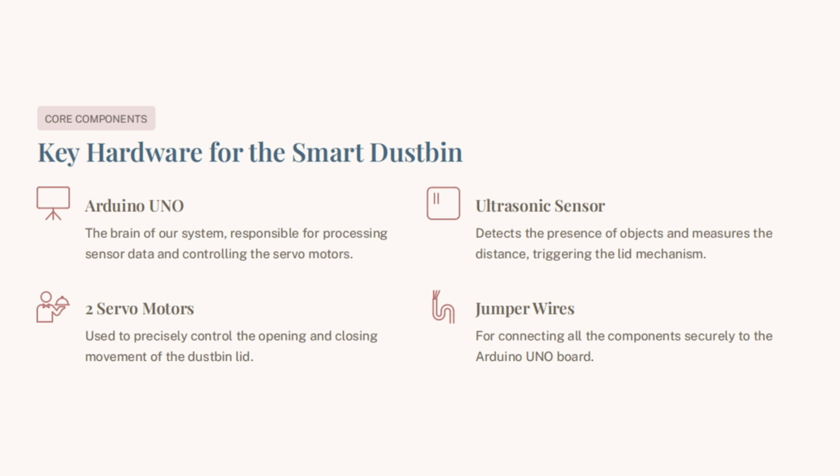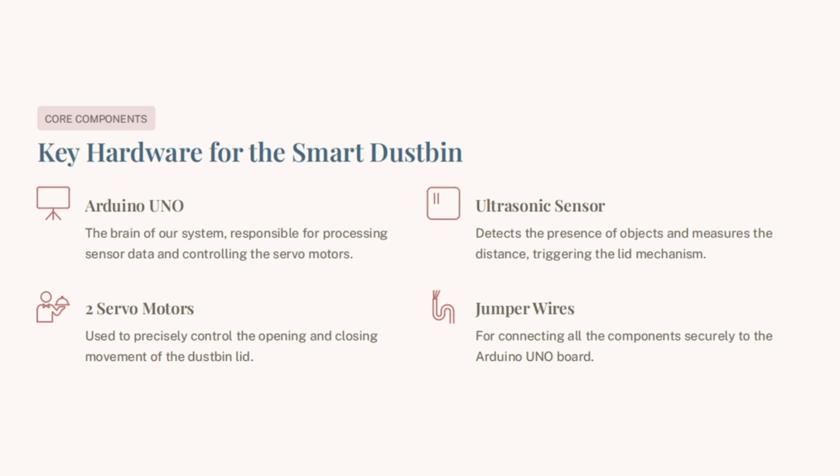Arduino Uno. At the center of our project is the Arduino Uno. It acts as the central processor, receiving real-time data from the sensors and sending precise electrical commands to the motor to control the bin behavior.